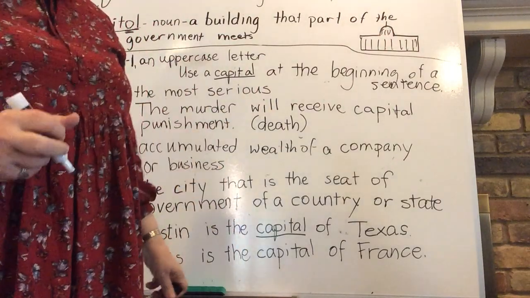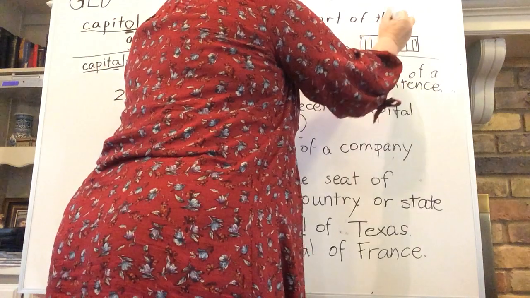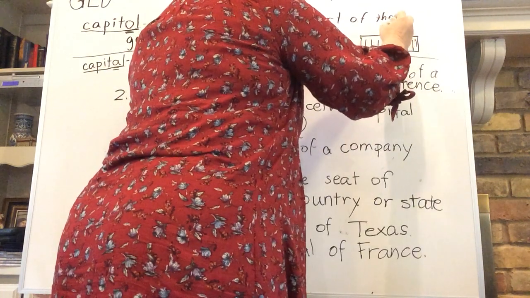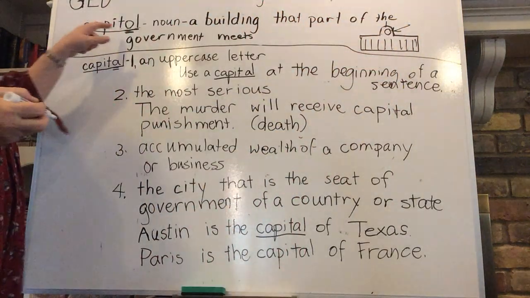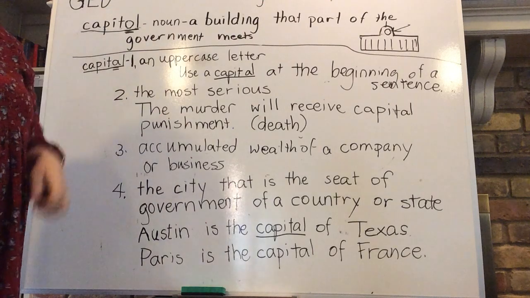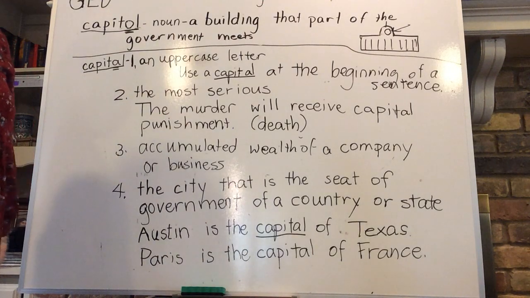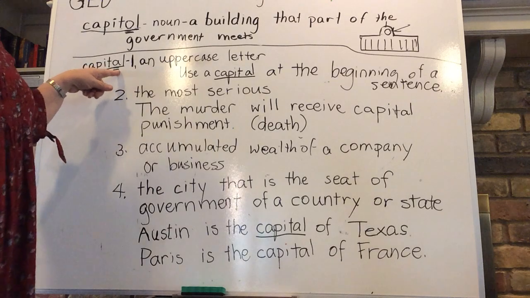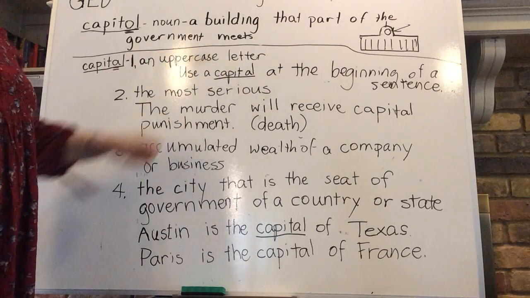But if you picture capital with a dome, you can think that the letter O fits inside the dome because it's round. Capital with an O is the building. That is the only thing that capital with an O means. Capital with an A means many things. We talk about a capital letter, an uppercase letter.